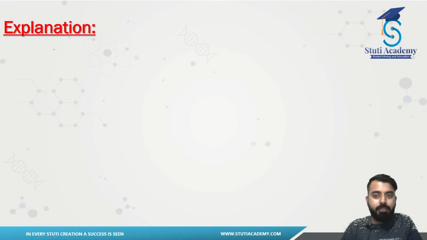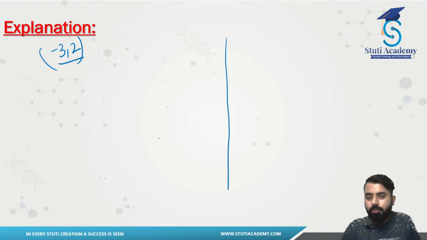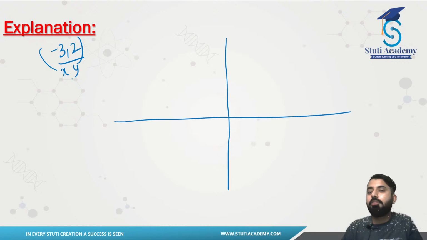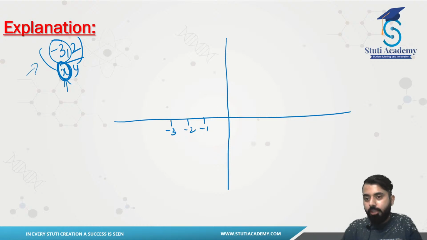Let's say I have been given the point -3, 2. Firstly, remember this is your x and this is your y. So you have to look for a point on the x-axis which will be -3. If I plot it here, this is -3, on the left hand side. So this will be -1, -2, and -3. So I have to plot a point on the x-axis at -3, or you can say the distance from the origin should be -3.